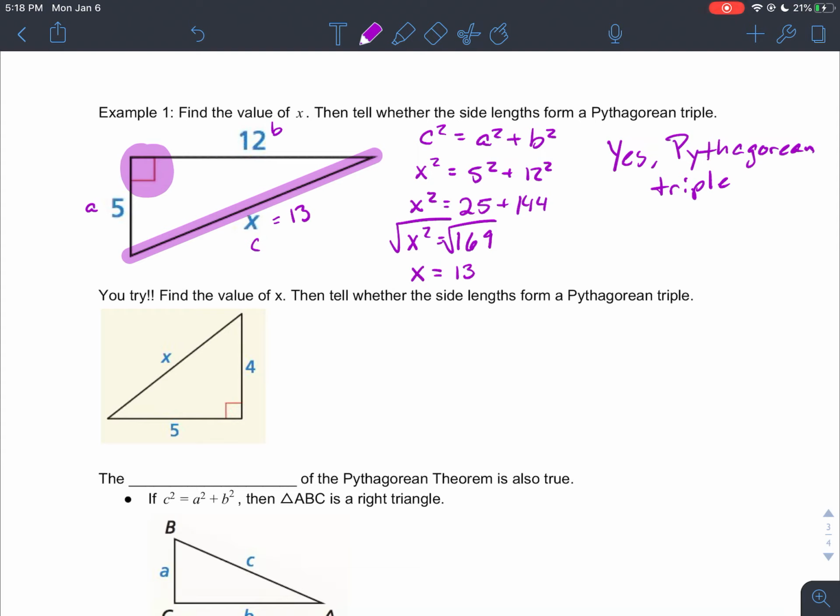All right, you guys go ahead and do the U-try. Find the value of x, then tell whether the side lengths form a Pythagorean triple. I'm going to give you, let's say, how long do we do? 2 minutes? 1.5? Let's do 1.5 minutes. Go for it.